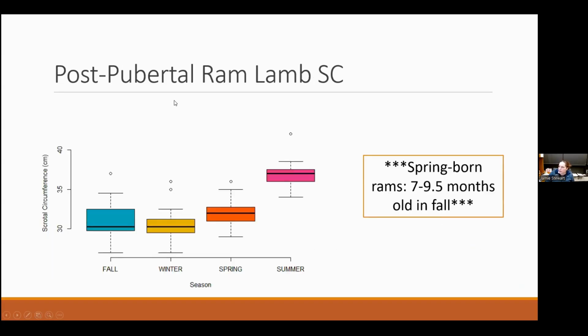And this is just from a study that I'm working on getting published right now. Keeping in mind that when they're post-pubertal, up until they reach about a year and a half old, their scrotal circumference is actually still going to grow. So here, as they were getting into summer, their scrotal circumference actually was starting to increase rather than decreasing in the summer. They were starting off at about 7 to 9.5 months old, and then here's right at the end of the summer.